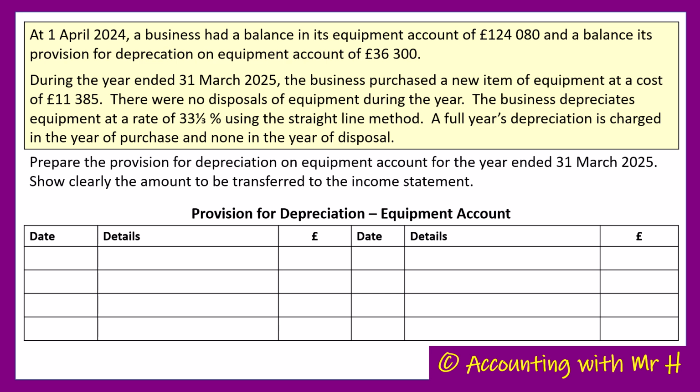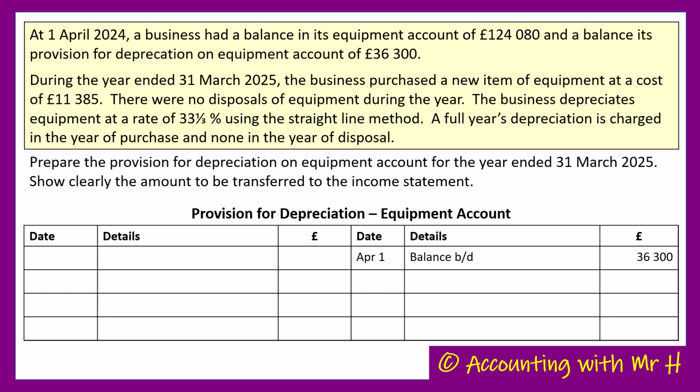And they're asking us to prepare the provision for depreciation on equipment account for the year ended 31st of March 25, showing clearly the amount to be transferred to the income statement. So provisions, I think I mentioned this with provision for doubtful debts. The same idea, a provision for depreciation is a liability account because it's reducing the value of an asset, in this case the equipment. So at the start of the year, the balance in the provision for depreciation account was 36,300. So I'm putting that in on the credit.